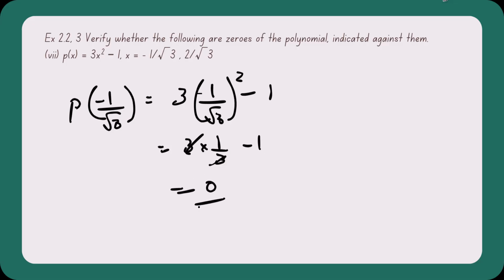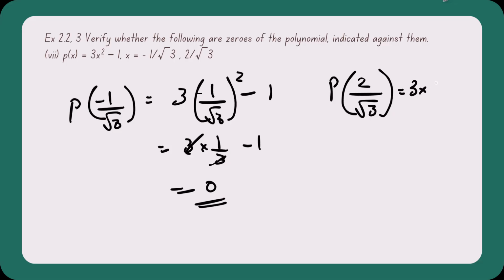The same way, let's see what happens if it is 2 by root 3. So p of 2 by root 3 will become 3 into 2 by root 3 the whole square. So that'll become 3 into 2 square is how much?